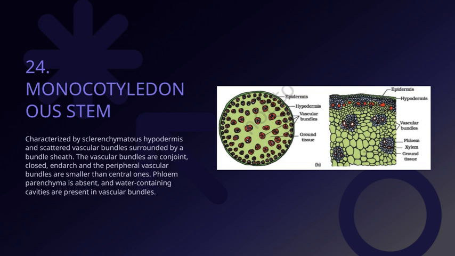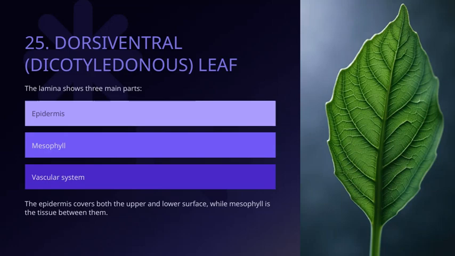Additionally, you'll notice that the peripheral vascular bundles are smaller compared to those at the center. Interestingly, the phloem parenchyma, which is often seen in dicots, is absent here. Instead, some vascular bundles contain water-containing cavities, which can play a role in tissue hydration and flexibility. Understanding these features helps us see how monocots are adapted structurally to their environment, supporting the overall theme of plant structural diversity and specialization. Now, let's look at how the leaf structure is organized.